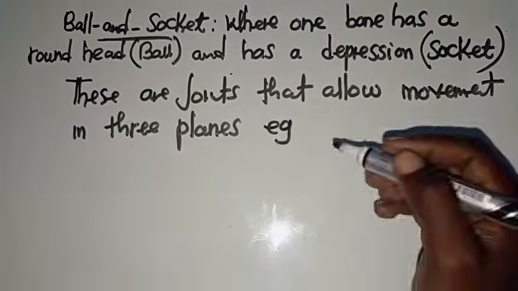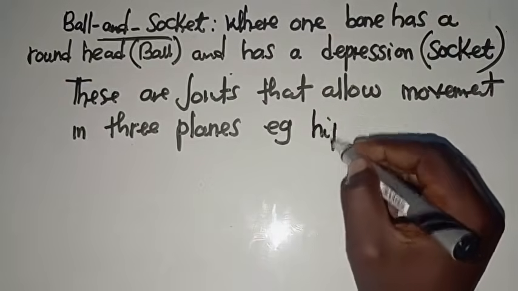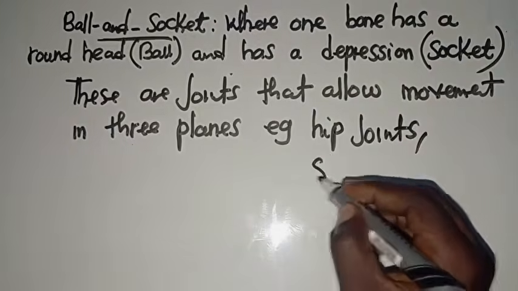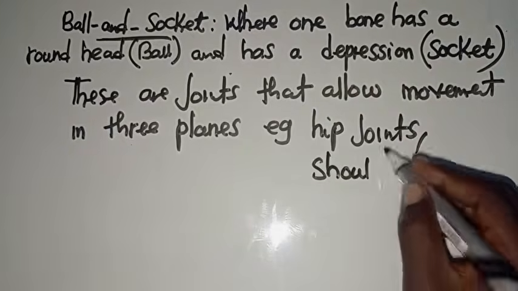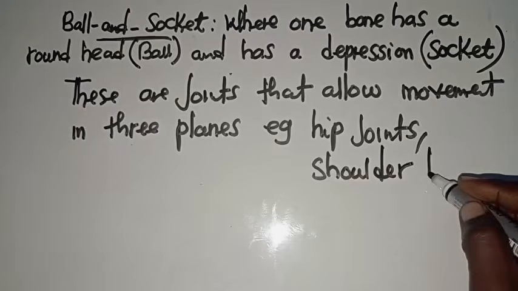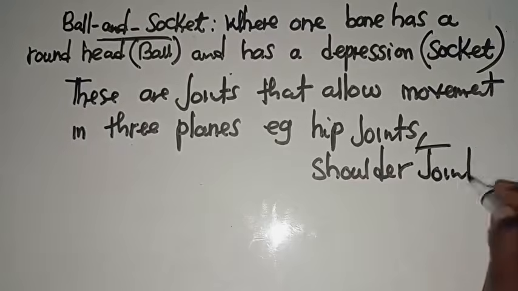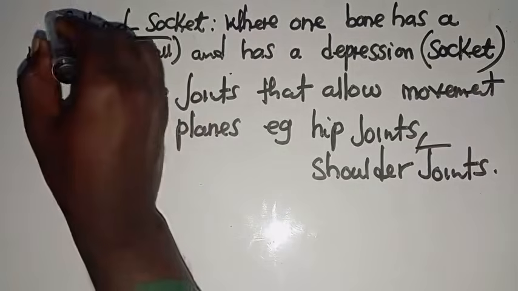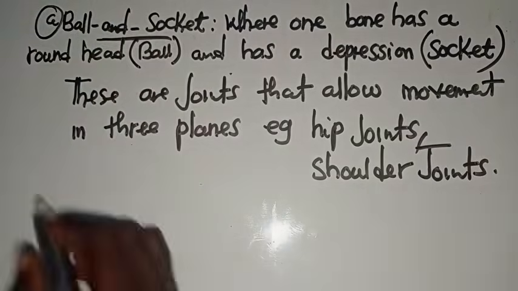E.g., we consider what? Hip joints. So we've got hip joints. We also have shoulders. So I'm going to say shoulder joints. These are good examples of these things. I guess you people are able to write down these things and you're able to follow me clearly and attentively. So this is just the ball and socket.